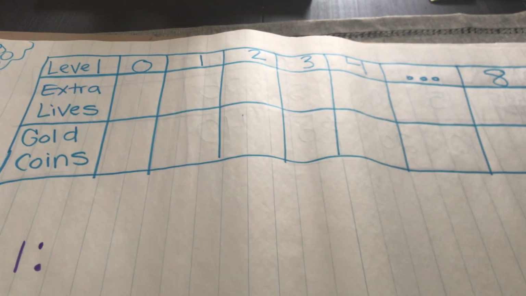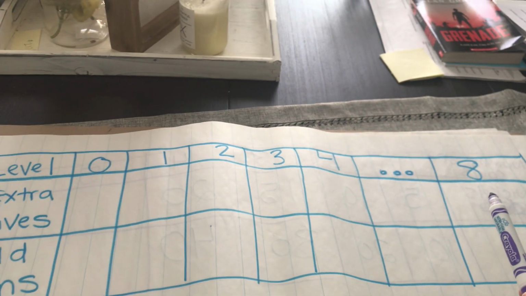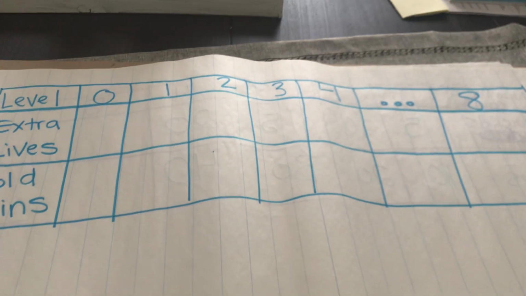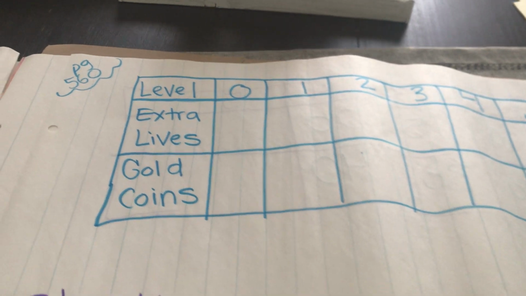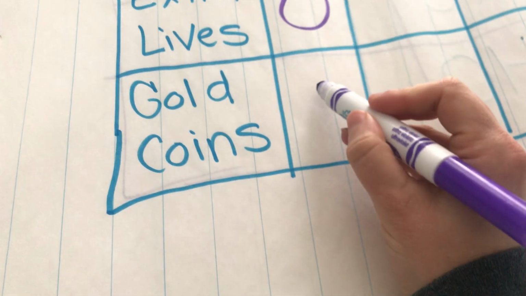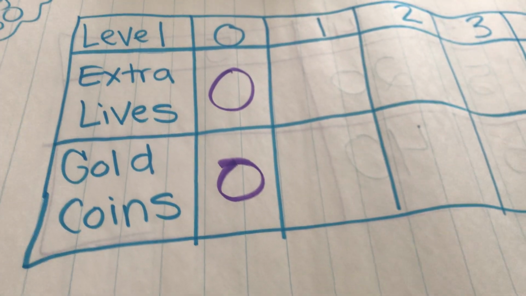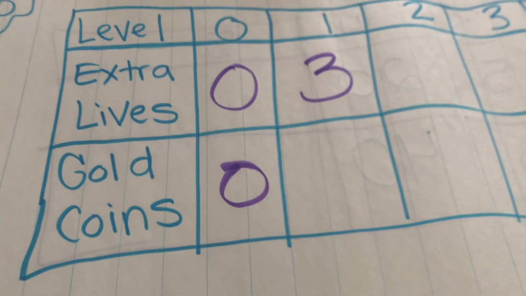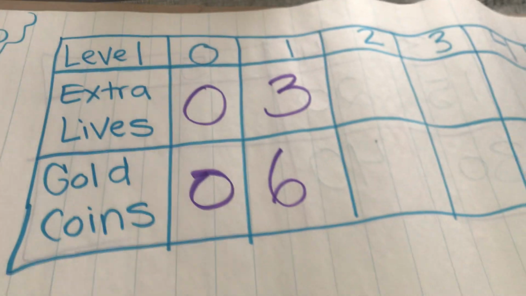So here's your chart that is in your book. I just drew it out on bigger chart paper for you to see. I have the different levels 0, 1, 2, 3, 4, and it jumps up to 8. If you wanted to do 5, 6, 7, you could also. Then I have extra lives and I have gold coins. So obviously if you complete no levels, you have 0 extra lives and you have 0 gold coins. From the problem, I'm getting this information. I know that you get 3 extra lives for every level you complete, and then you also get 6 gold coins. So that's level 1.